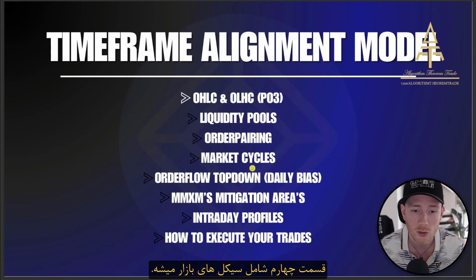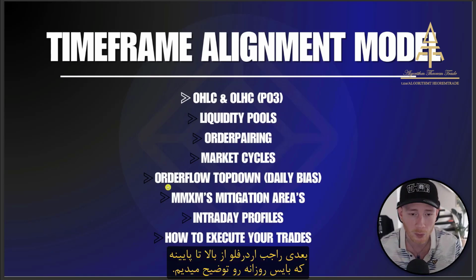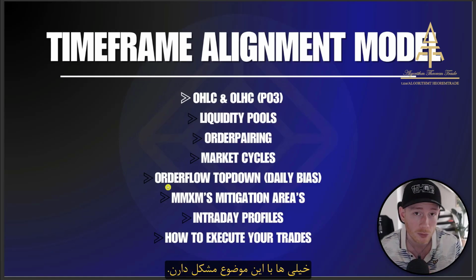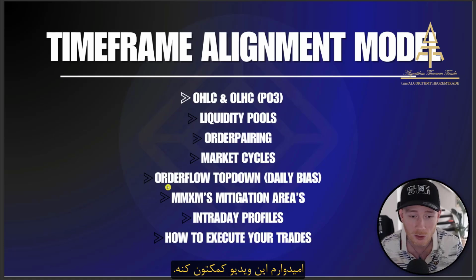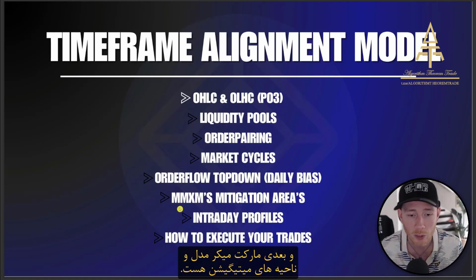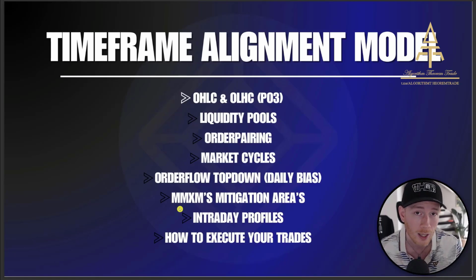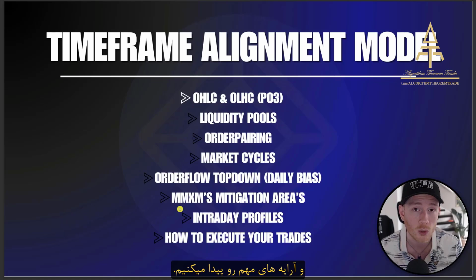Then market cycles in the fourth episode. Fifth episode, order flow top down. This is going to be about daily bias. A lot of traders struggle with knowing where the daily candle will go. And this is hopefully going to unlock your understanding of that. Then we're going to be talking about the market maker model mitigation areas. This is actually where the high probability PD arrays form.